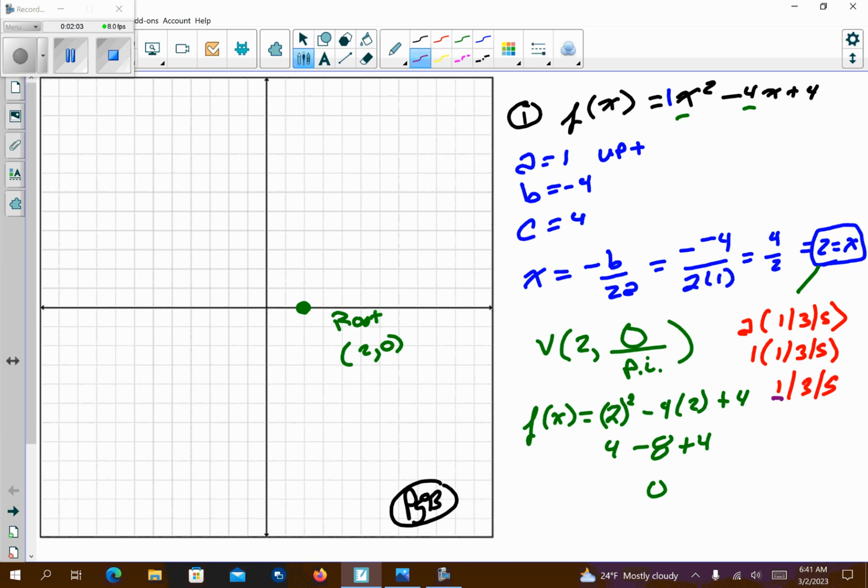So let's deal with the first one. From our vertex, I'm going to go right 1, up 1, because it's positive, and left 1, up 1. So that gives me the point 3, comma 1. Now it gives me the other point 1, comma 1.